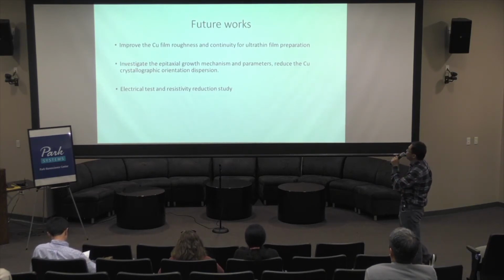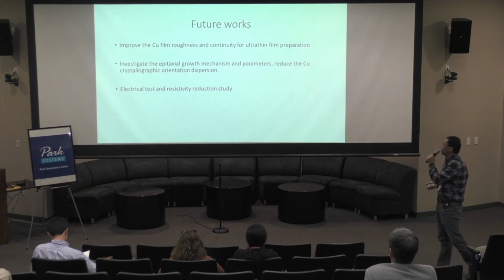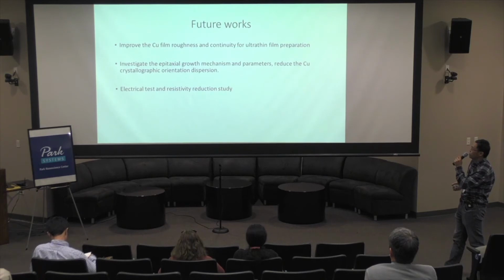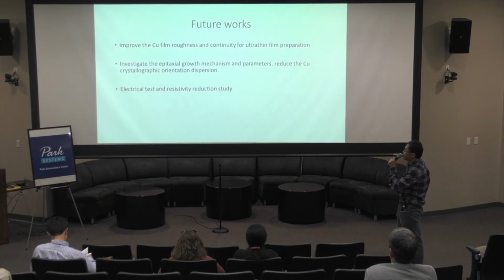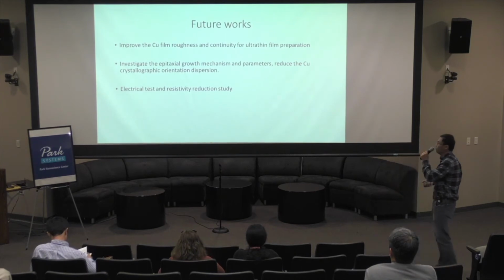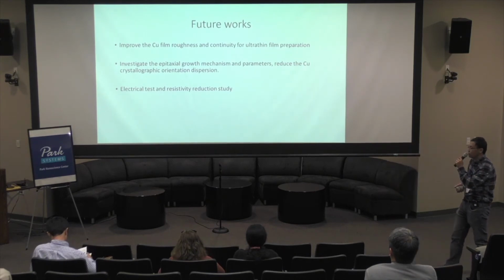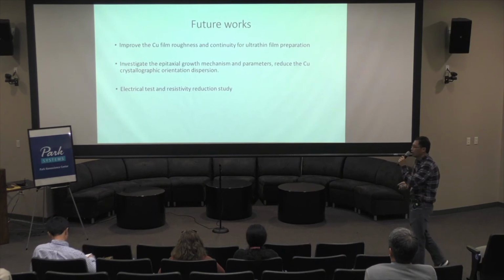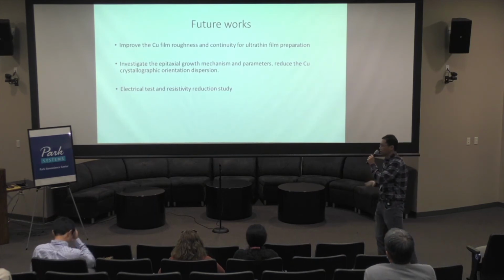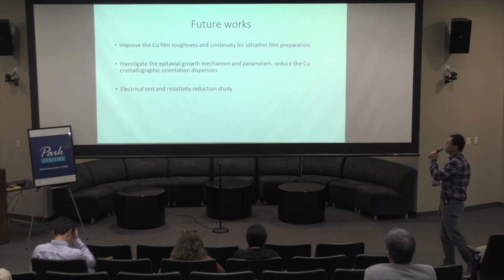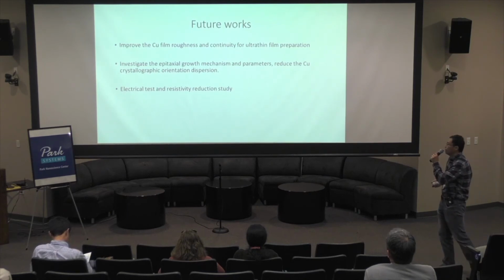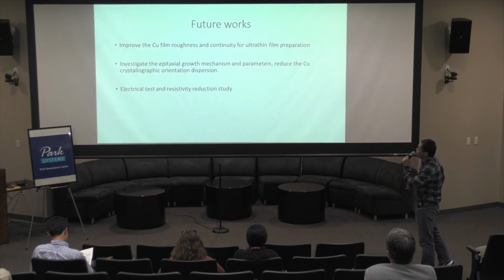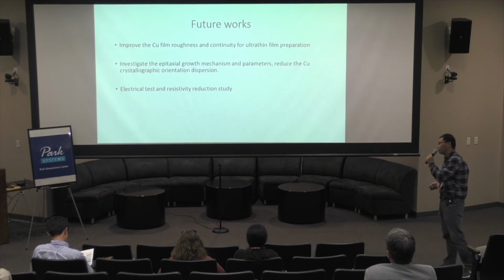We also still have a large in-plane orientation dispersion, meaning that small-angle crystal domains exist, which is not good because it will cause electron scattering. So we need to reduce these dispersions and get better quality copper films. That's the future work we're going to do.